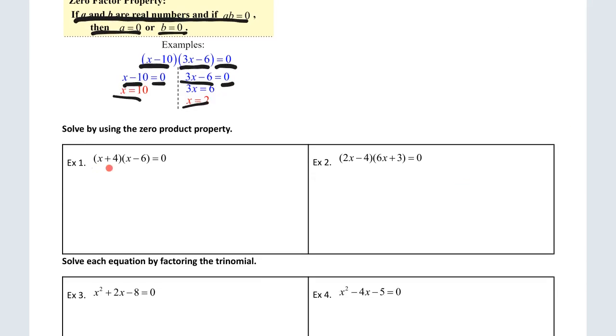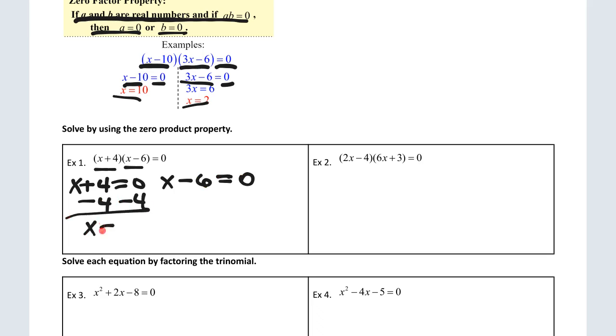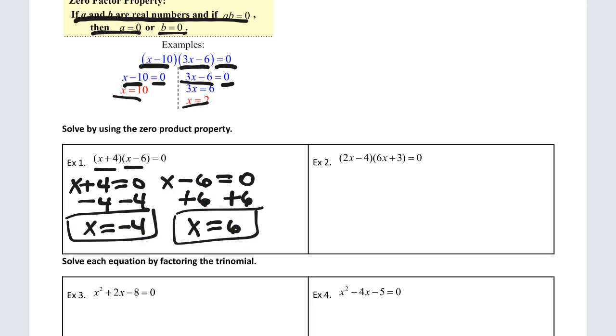So in example 1, both factors will be set equal to 0 so that we may solve for x. Let x equal -4. For the other one, add 6 to both sides, and x equals 6.